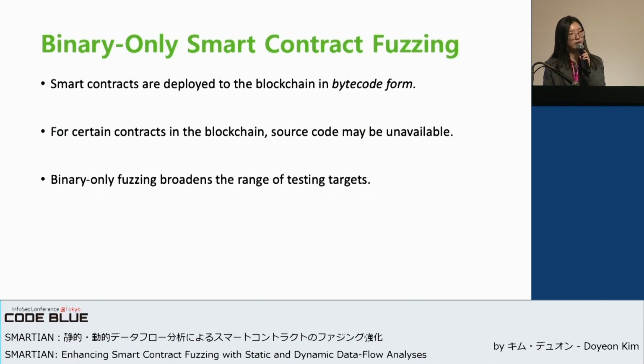Some people wonder why we use binary, not source code. The main reason is that smart contracts are deployed to the blockchain in bytecode form. So there is a high probability that the source code does not exist, and someone may intentionally not provide the source code of a smart contract. Due to these reasons, it's easier to get bytecode than source code. So we aim to enable fuzzing even if source code is not available.